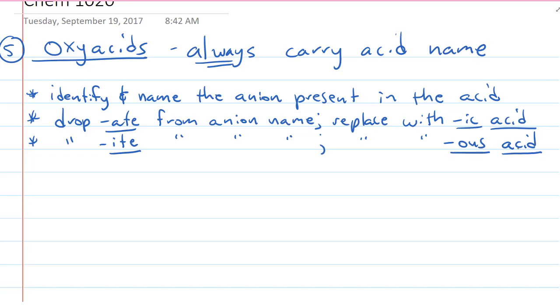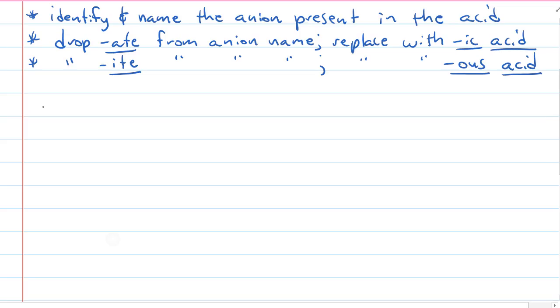Now to keep this straight, a couple mnemonic devices might help. One of the mnemonic devices would be, I ate something icky. Or, ate comes before ite alphabetically, just like IC acid comes before OUS acid. So ate goes with IC, ite goes with the OUS acid suffix. So to do these, let's look at a couple formulas. Let's look at HNO3 and let's look at HNO2.